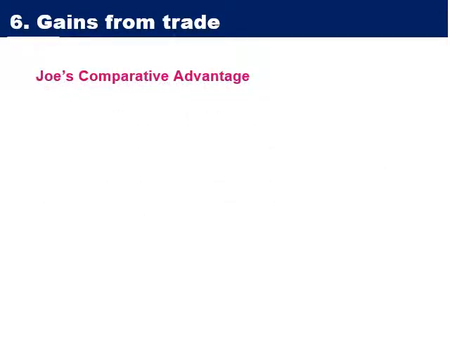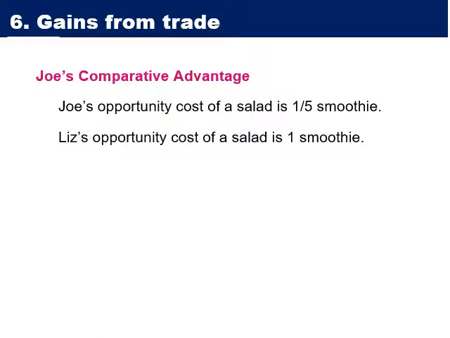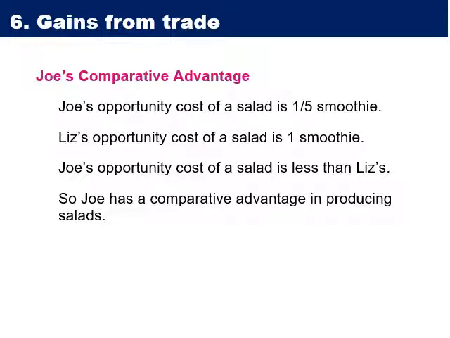Now let's see if Joe has a comparative advantage. As we have seen, his opportunity cost of one salad equals 1/5 smoothie, while Liz's opportunity cost of one salad is one smoothie. This means that his opportunity cost of salad is lower than Liz's. So we can say that Joe has a comparative advantage in producing salads. And based on that, if each of them specializes in producing the good in which he or she enjoys a comparative advantage, and then trades with the other, each of them will be better off, as we will see now.